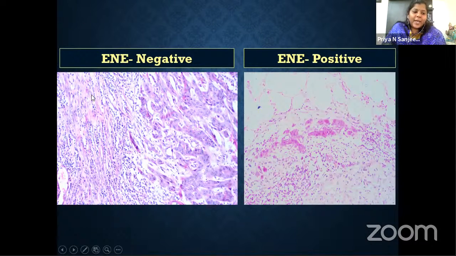So this is the capsule of a lymph node. You can see some collagen fibers, and they are infiltrated with normal lymphocytes. These are the tumor cells, which are close to the fibrous layer, but it is not involving the capsule. So it is ENE negative. In ENE positive, part of the collagen fibers are infiltrated and it is reaching the adipose tissue component. So this is ENE positive.